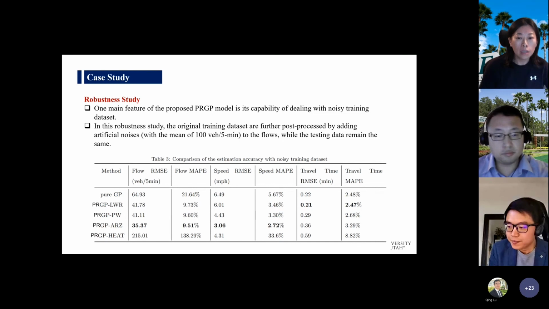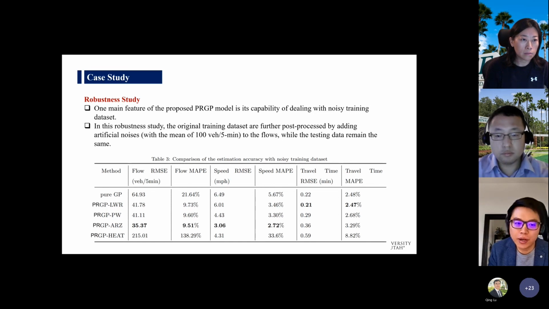Yeah, sure. For the noisy training data set, in the case that you have shown, you added artificial noise into that. I was wondering, this is something being controlled. What happens if you have real collected noisy data? Will you be able to identify those noises?